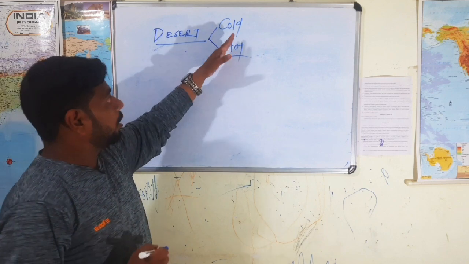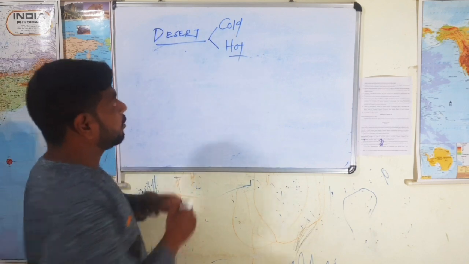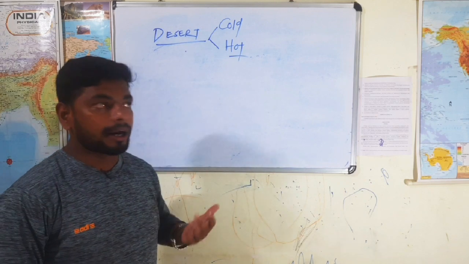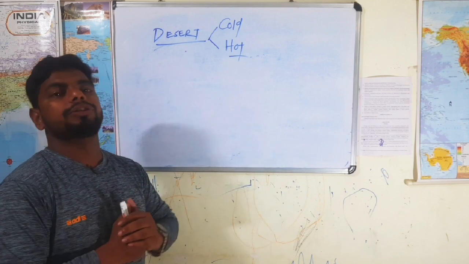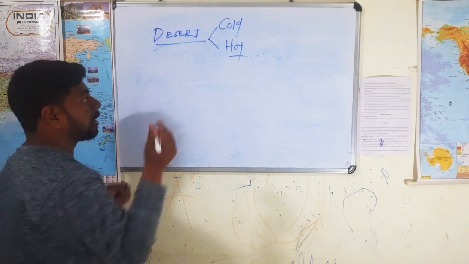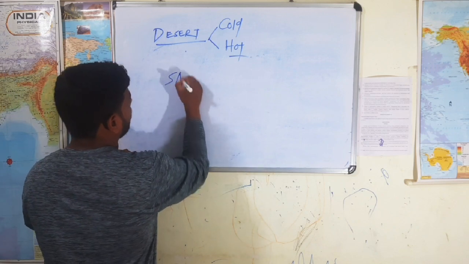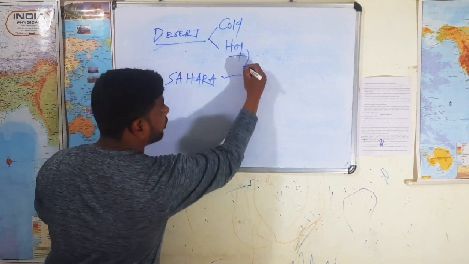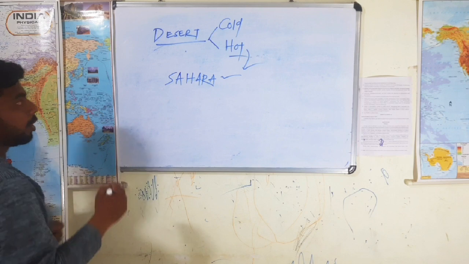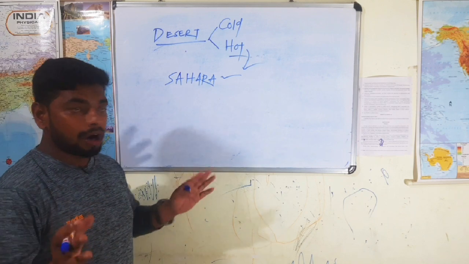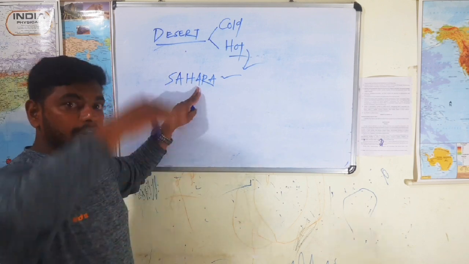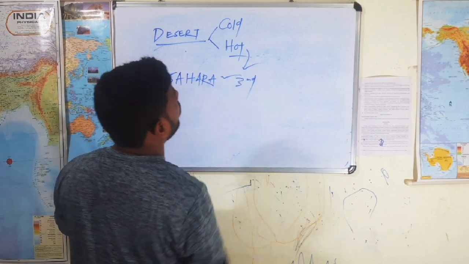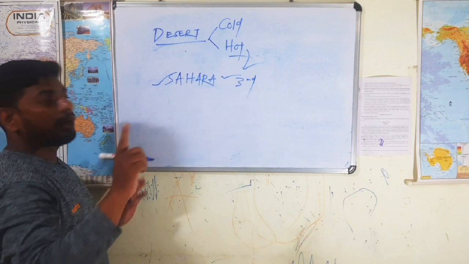Next, which one is the largest cold desert? I already told you, Antarctica. The second largest desert of the world is the Arctic, and the third largest desert of the world is the Sahara. In fact, the Sahara is the largest hot desert of the world too. So if the question is which one is the largest hot desert, then it is the Sahara. And in terms of area, the Sahara is the third largest desert of the world after Antarctica and the Arctic.